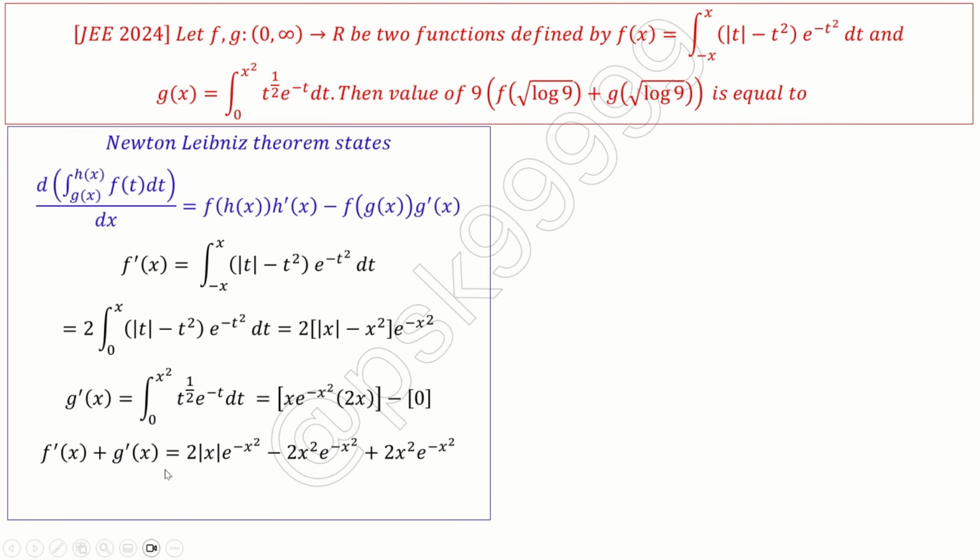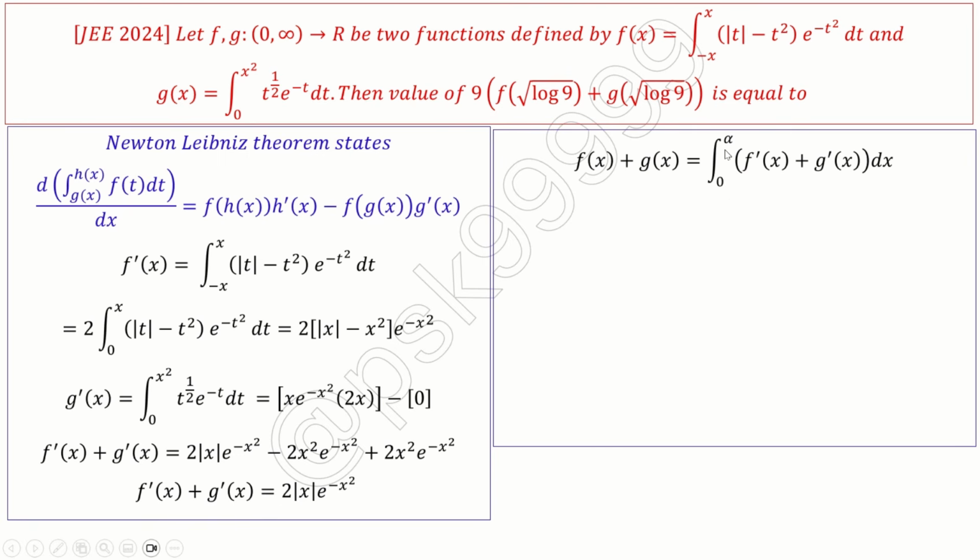So my f dash x plus g dash x is nothing but this. If I simplify, this is 2 times absolute x into e to the power of minus x square. Now if I integrate this, I get f of x plus g of x. Correct? If I substitute square root of log 9, then I get my answer, right? Integrate this one. This looks easy because there is an x square term here and an x term here, correct?